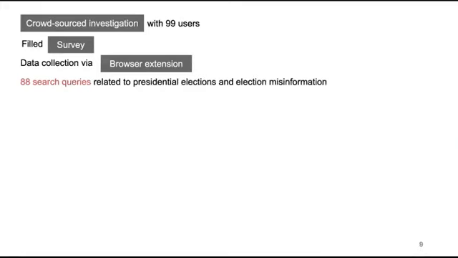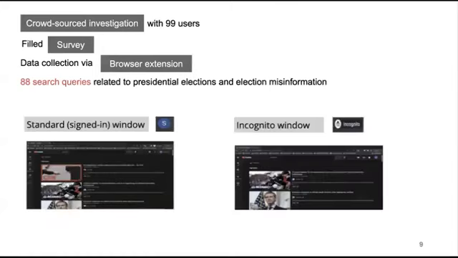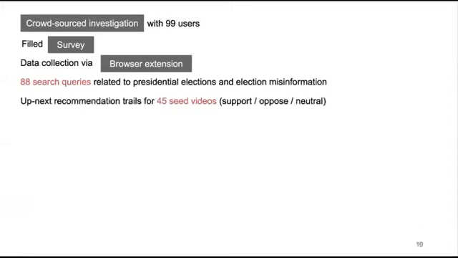So the extension first collected search results of 88 search queries related to the 2020 US presidential elections, as well as the voter fraud claims surrounding the 2020 elections. So the extension collected search results from both standard window, where the user had signed into their YouTube account, and incognito window. By comparing the search results in both these windows, we could tell the extent to which YouTube personalizes search results.